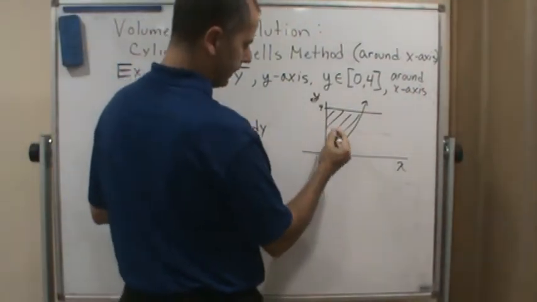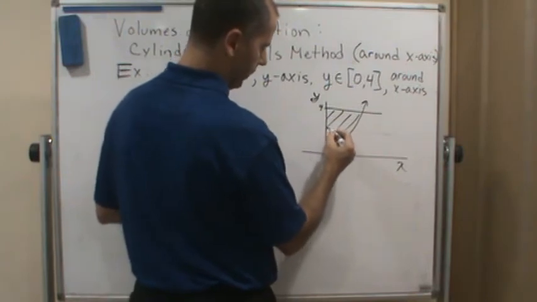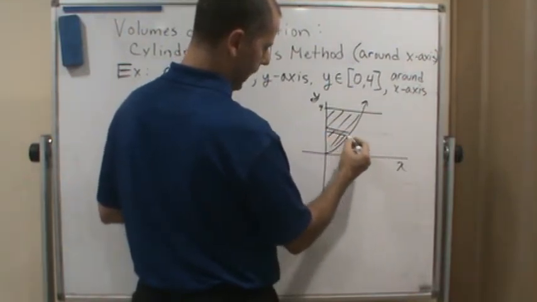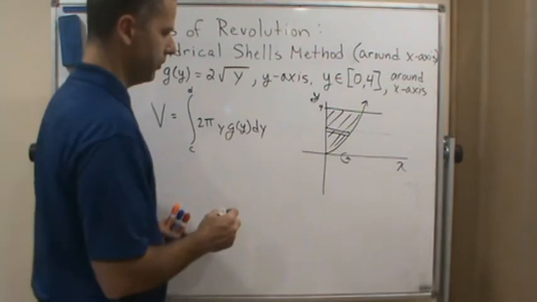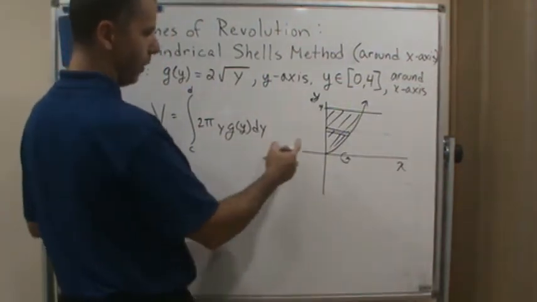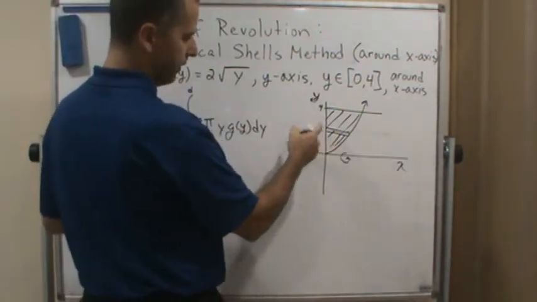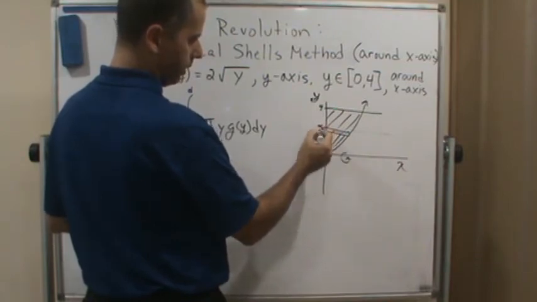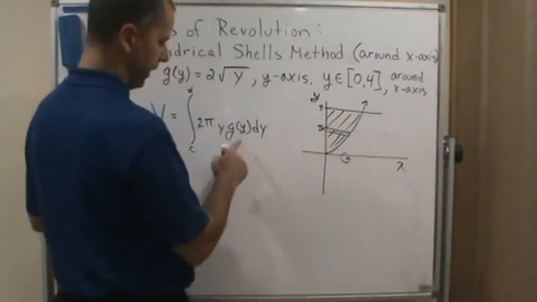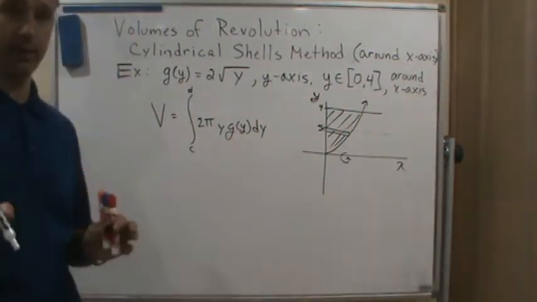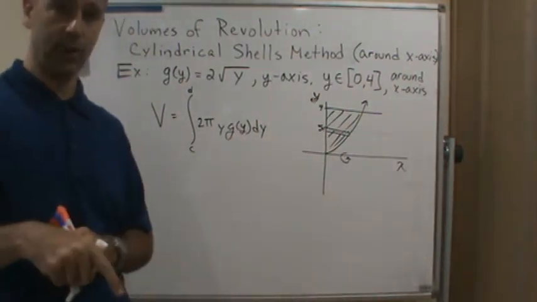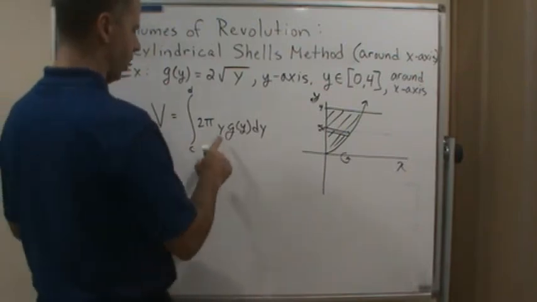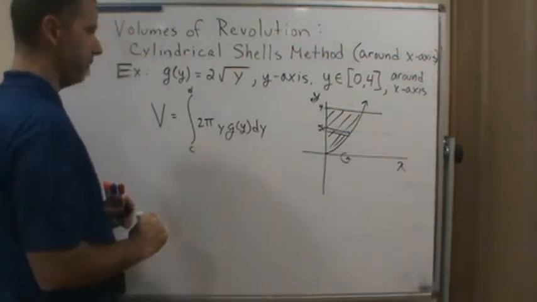So then our rectangles, again, are going parallel to the axis of rotation, right? So that means everything is in terms of y. Everything has to be in terms of y. This is dy, right? So everything has to be in terms of y. So even if the function is given in terms of x, you have to write it as a function of y, okay? So again, plug it into this formula.